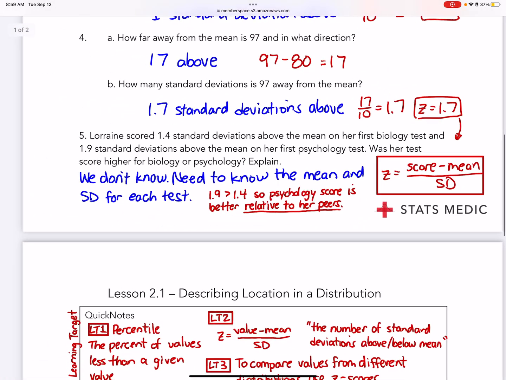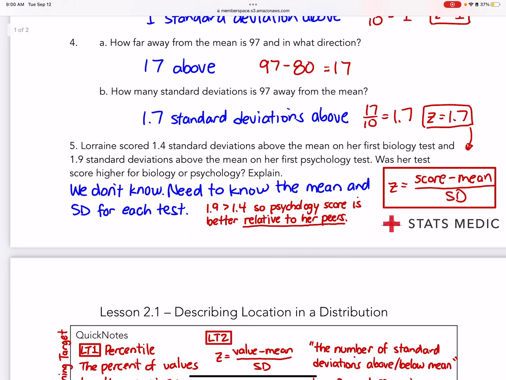And you're going to have the psychology test. We don't know the mean and standard deviation here. We just know that the z-score for one is 1.4 and the other is 1.7. But we don't need to know them because we have the z-score. Since 1.7 is higher, and we know that a higher z-score means higher away from the mean, that's a higher test score, so we know definitely that she did better in her psychology test.